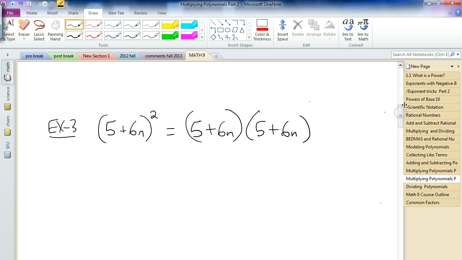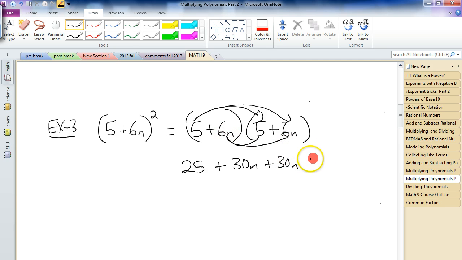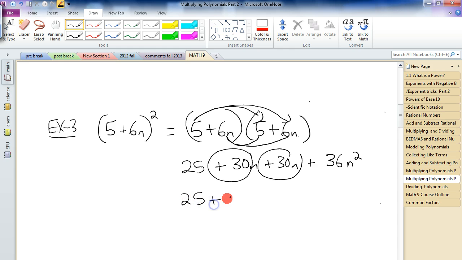All right, so let's do this. 5 times 5, 25. 5 times 6n, 30n. 6n times 5, 30n. 6n times 6n: 6 times 6 is 36, n times n is n squared. And then these are our like terms, so you end up with 25 plus 60n plus 36n squared.